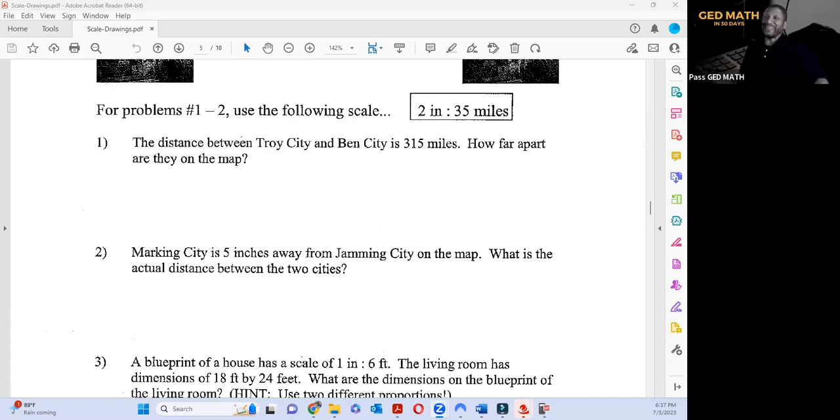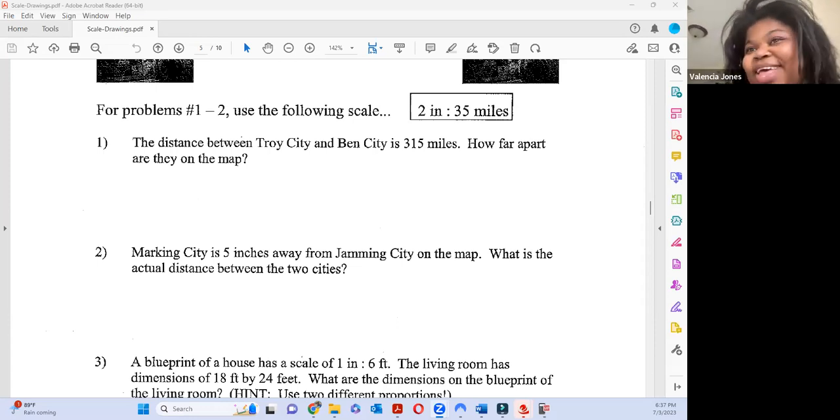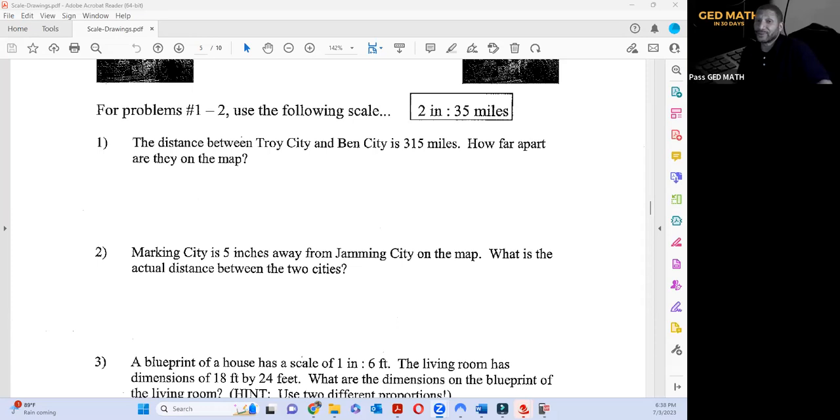So marking city is 5 inches away from jamming city on the map. What is the actual distance between the two cities? Remember, I gave you 3 ways that we can solve a proportion: by equivalent fractions, unit rate, or cross multiplication. Sharon and Brandy said they did cross multiplication. Valencia, how about you? Which way would you try to solve? Multiplication. Well, I'm about to do division, honestly, I think.